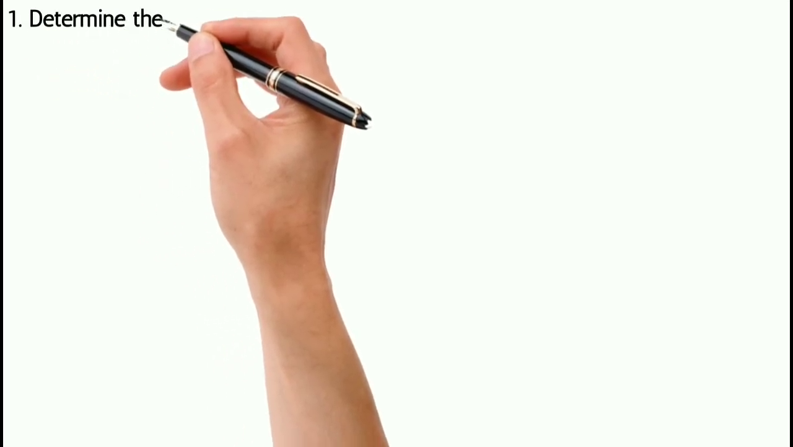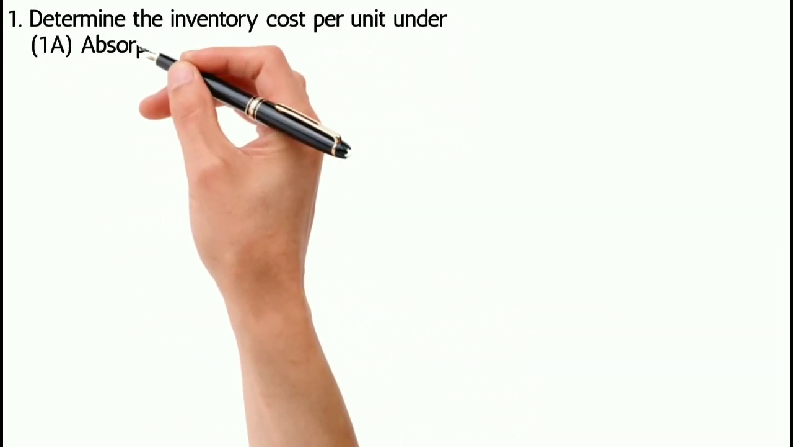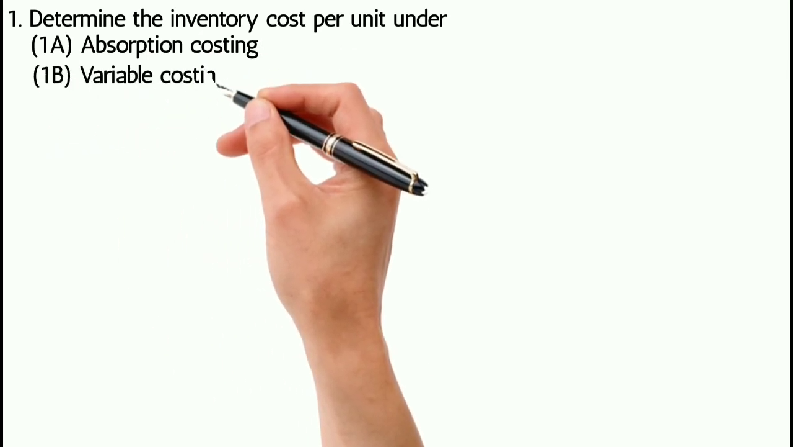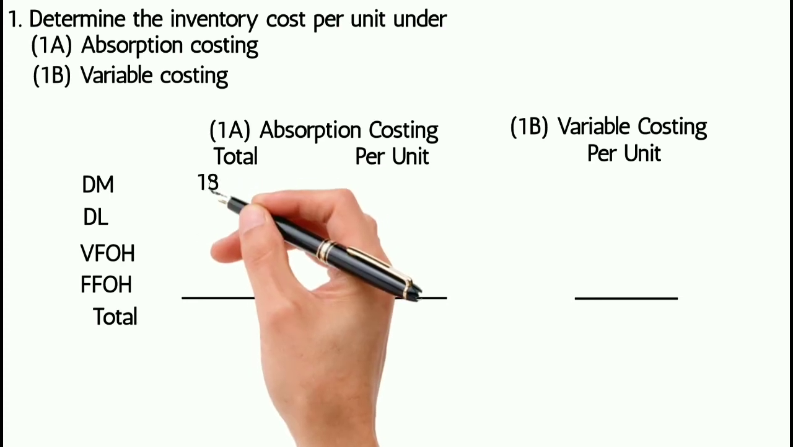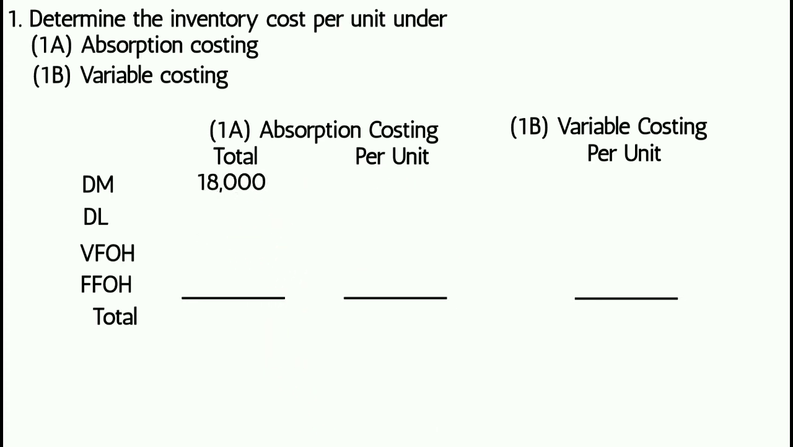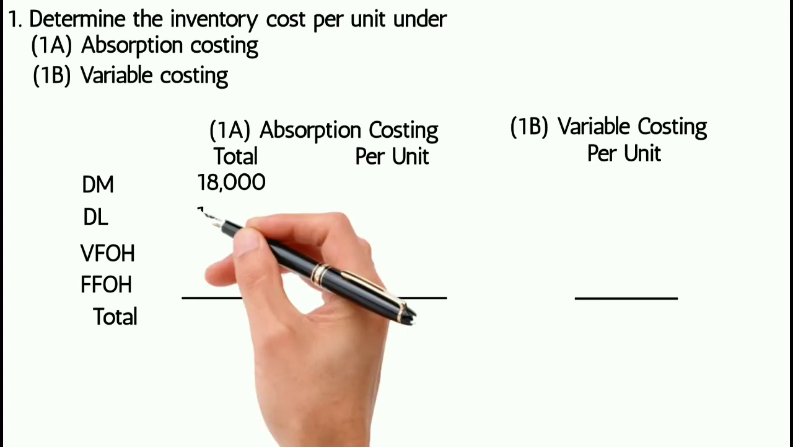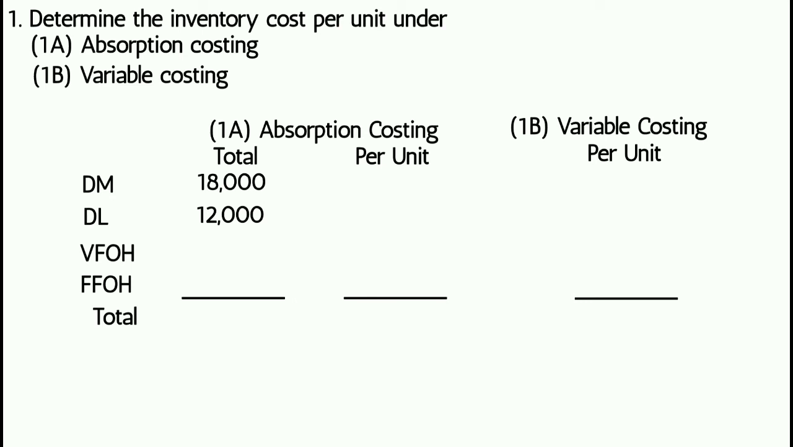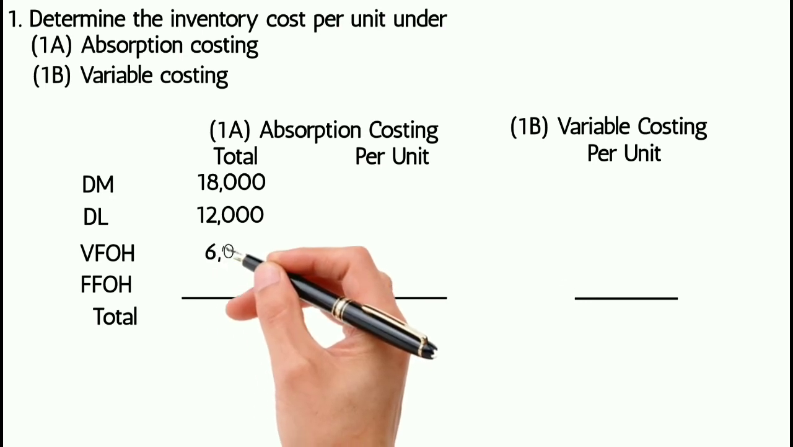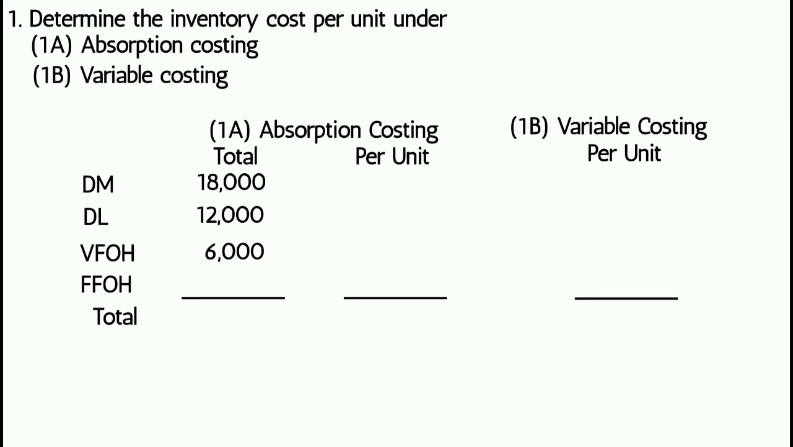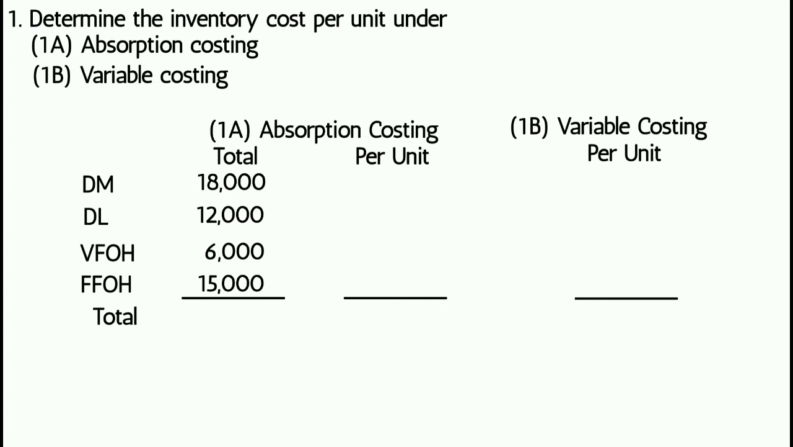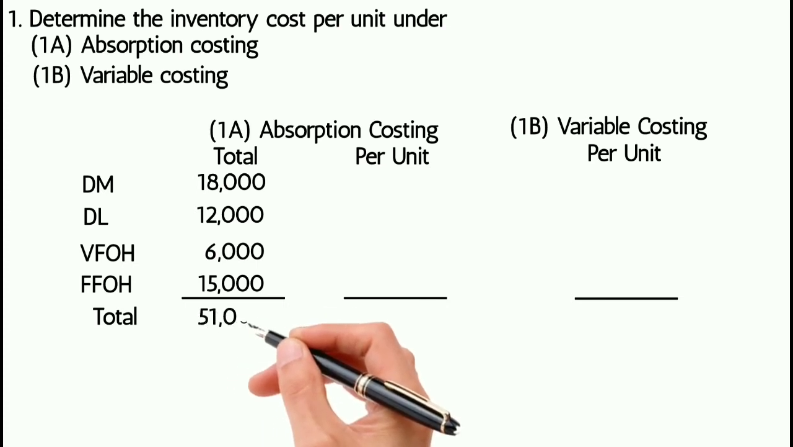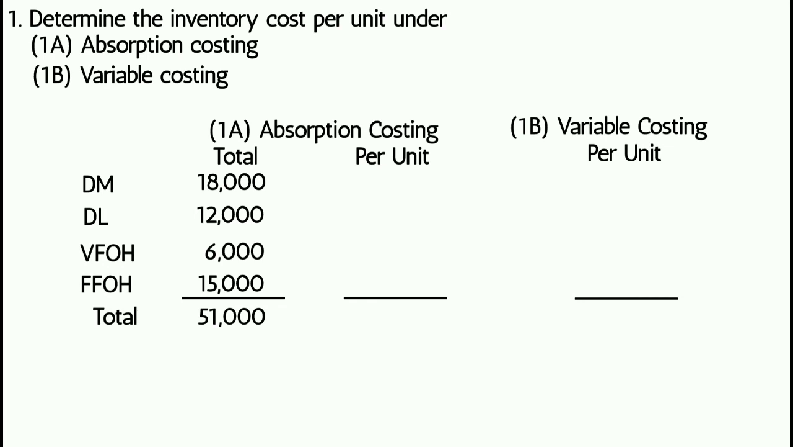Let us now answer requirement number 1. Determine the inventory cost per unit under absorption costing and variable costing. The direct materials in total amount to 18,000 pesos. Ang direct labor, 12,000 pesos. Variable factory overhead, 6,000 pesos. And fixed factory overhead, 15,000 pesos. All in all, that is equal to 51,000 pesos.